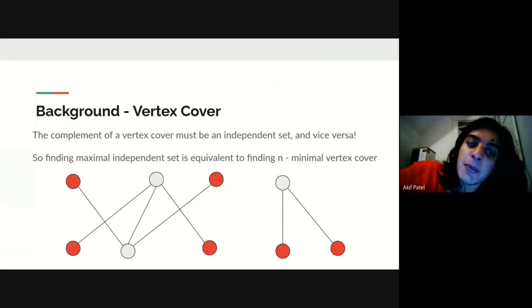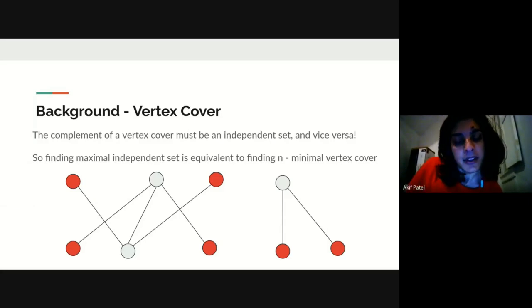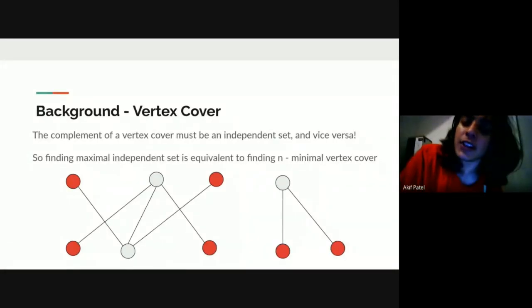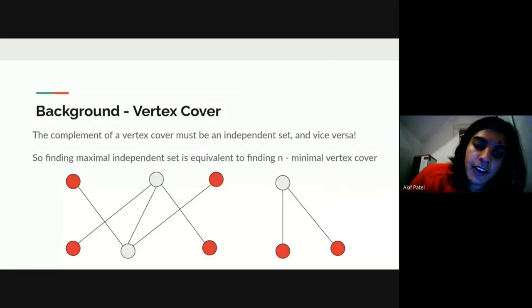And so we see that the complement of a vertex cover must be an independent set and vice versa. Why? Because if you have a set of vertices that touch every edge, and then you look at the nodes on the other side of those edges, they must not be touching each other. So they must be your MIS. And vice versa, if you have a maximal independent set, all the vertices that you haven't put into your MIS must be touching all the edges that come out of your MIS. Because if not, you may as well add one more and get a bigger set. So that's contradictory.